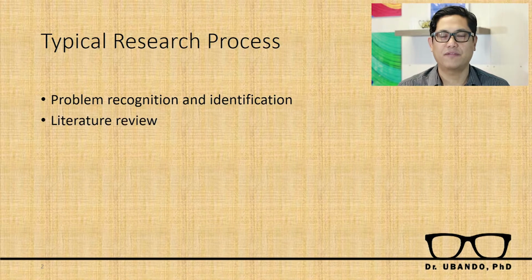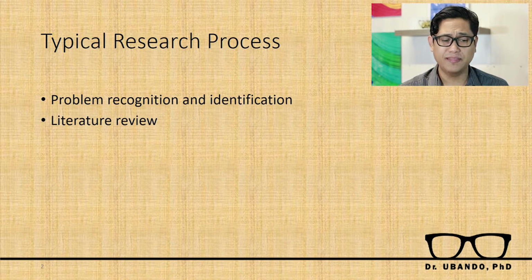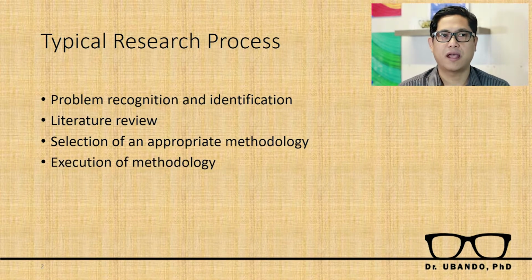After we already have the problem statement, we now do a comprehensive literature review. This would collectively summarize all the research that has been done on a specific topic. Then, we would conduct a selection of an appropriate methodology for the specific problem statement that we have identified. And we would now execute the plan for the methodology that we have identified.